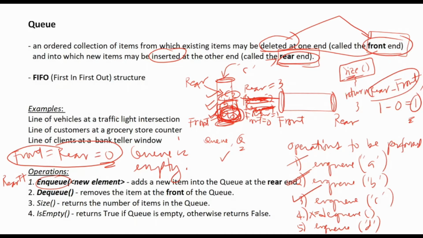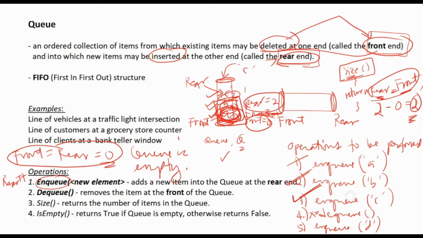When you insert B, now we have two elements already, A and B. The rear is equal to 2. From 1, it becomes 2. So front is 0, rear is equal to 2. That is when the queue has two elements, A and B. So when you call size, it would give you 2 minus 0, it gives you 2, meaning there are two elements in the queue. So the formula for size, or getting the number of elements in the queue, is simply rear minus the front.